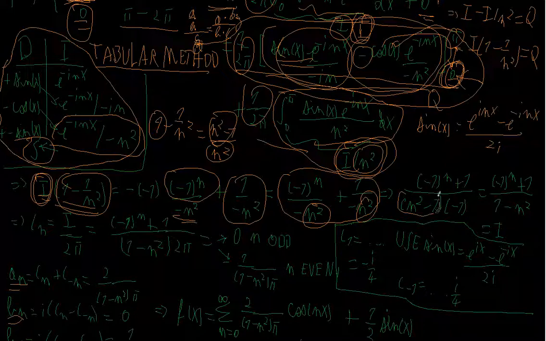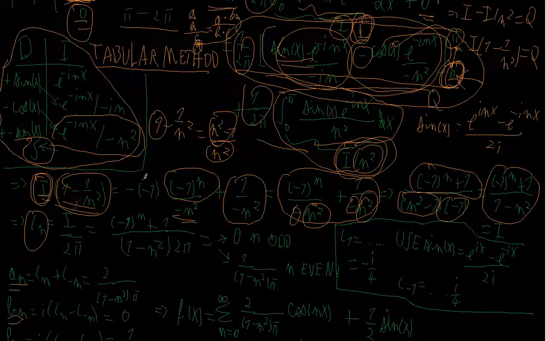Okay, and of course the minus 1 to the nth power plus 1, and we will have a minus 1 here, which is the negative sign in front of the n squared. And so at the end we will be left with minus 1 to the nth power plus 1 over 1 minus n squared. And so now we can evaluate our complex coefficient.